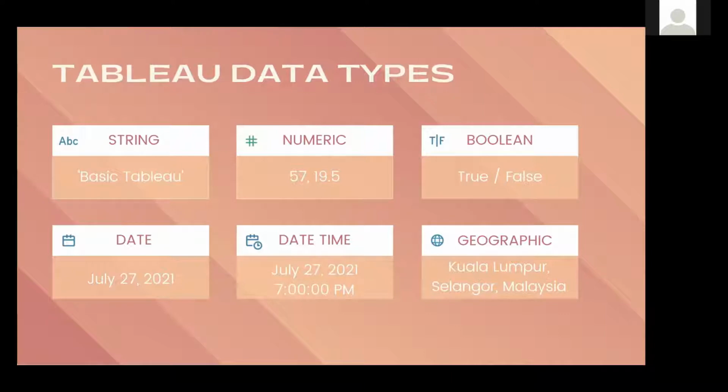And then we have date. Typical date: we have month, date, and year. And then date time, the date with the time. And also geographic data. We have country, state, or city, and so on. Next slide.